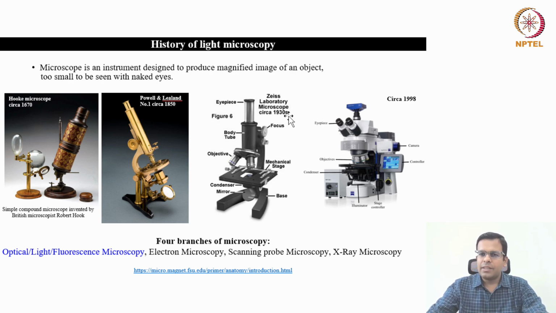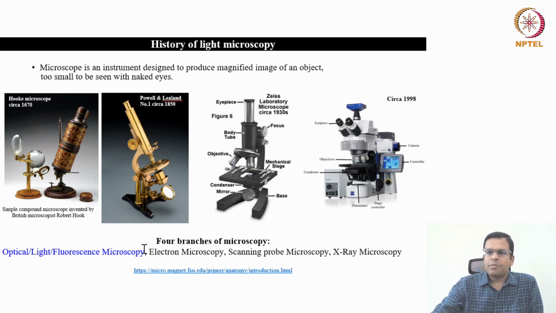Then in 1930, the first commercial microscope was launched by the company known as Carl Zeiss, and this is that first commercial microscope. After that, several more modifications took place in the microscope. And eventually in 1998, you can see a highly sophisticated fluorescence microscope was made commercially available by several manufacturers.